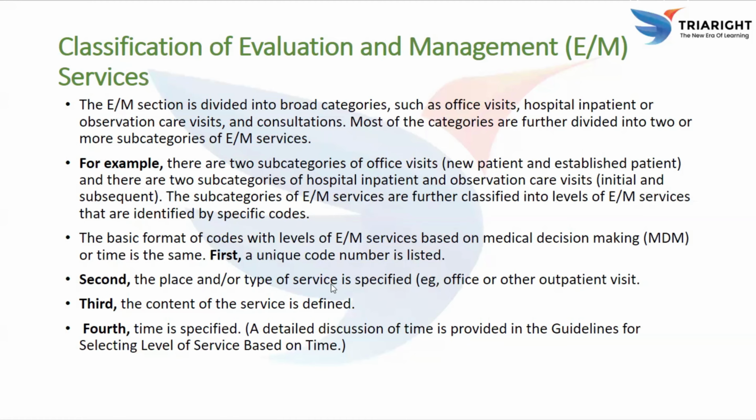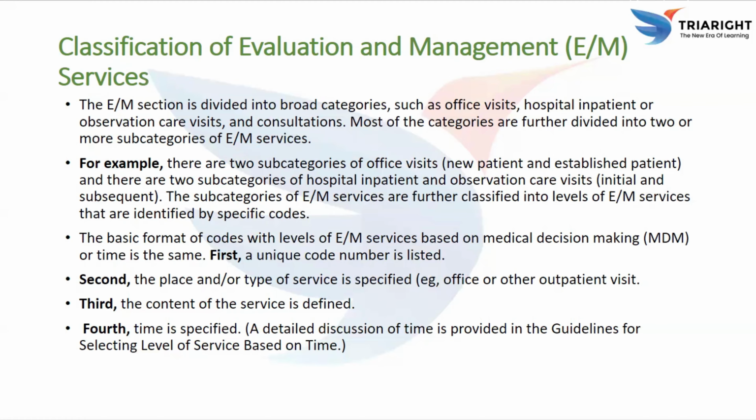So there are levels of E&M services. Each subcategory is divided into levels of service represented by specific CPT codes. These levels reflect the complexity of medical decision making or the total time spent on the date of the encounter. For example, for an office established patient visit, for low complexity you assign code 99212, and for high complexity you assign 99215. So the higher the code, the higher the work and the responsibility, not just longer notes.